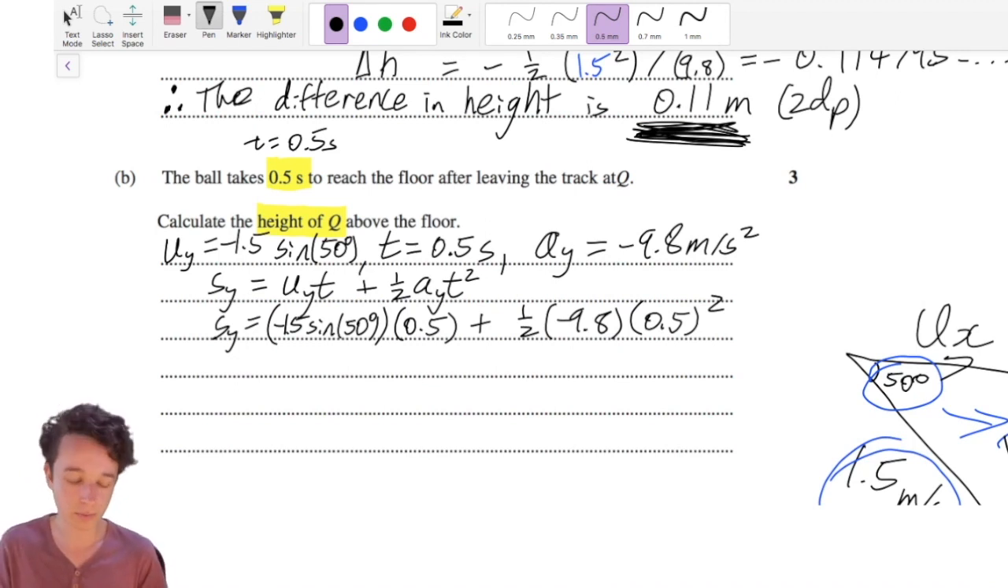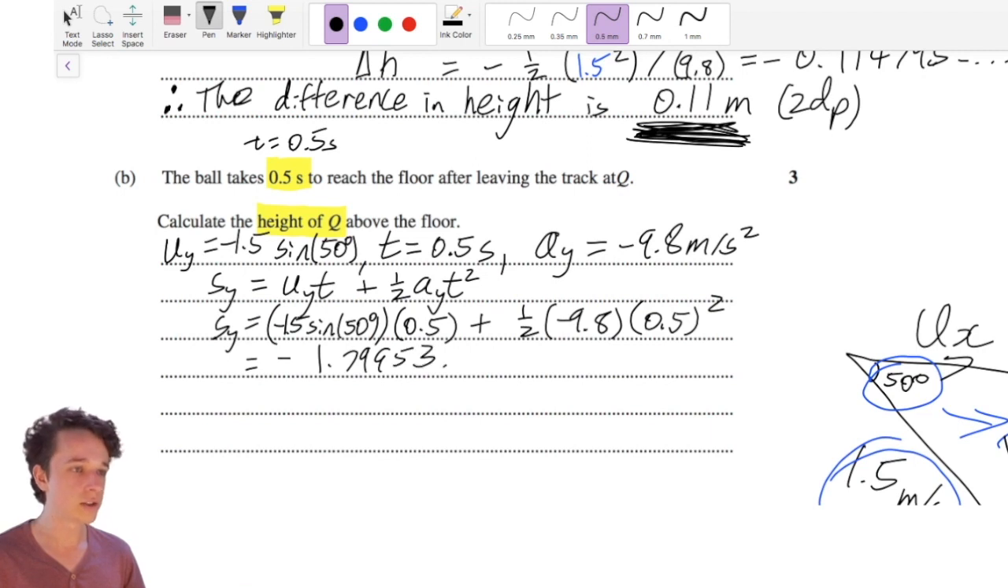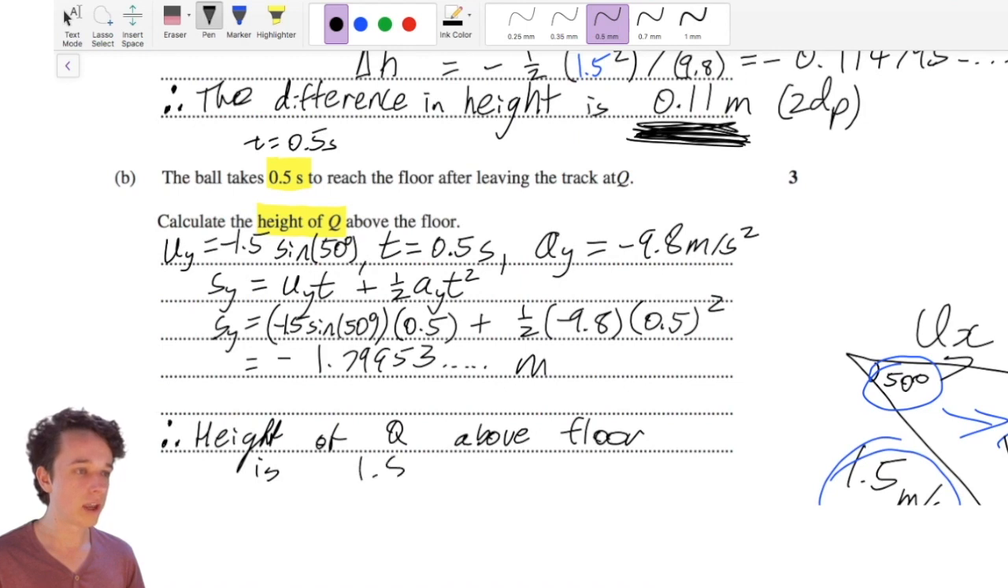From here, it's pretty simple. You just put these values into your calculator: negative 1.5 multiplied by sine 50 multiplied by 0.5 plus half multiplied by negative 9.8 multiplied by 0.5 squared, and you'll be left with a value of negative 1.79953... meters. And then again write your little concluding statement: height of Q above floor is 1.8 meters to 2 decimal places. Actually, sorry, 1.80 meters to 2 decimal places.